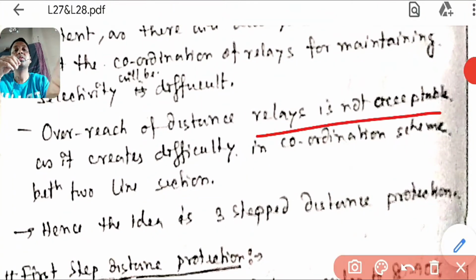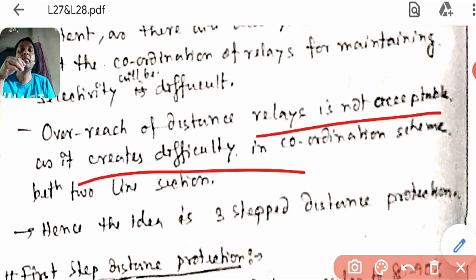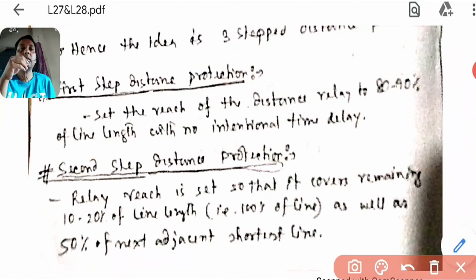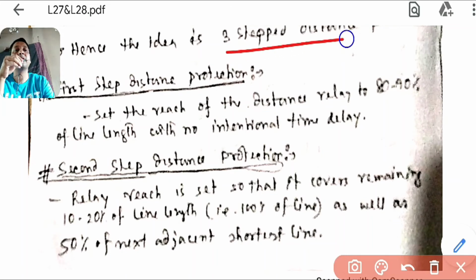Overreach of the relay is not acceptable, as you don't know which one will be your primary and which one will be your backup. If it is operating beyond its region, in another region also, then it becomes problematic. So what should be the idea? The idea here is 3-step distance protection. That's the main idea. So what is 3-step distance protection? There are first step, second step. We will discuss one by one.